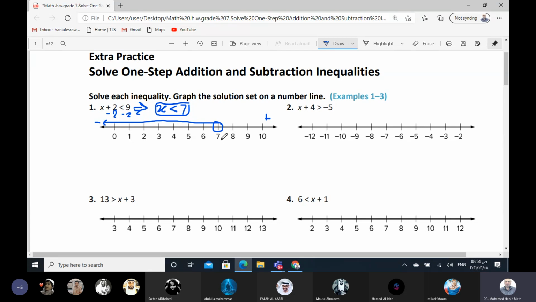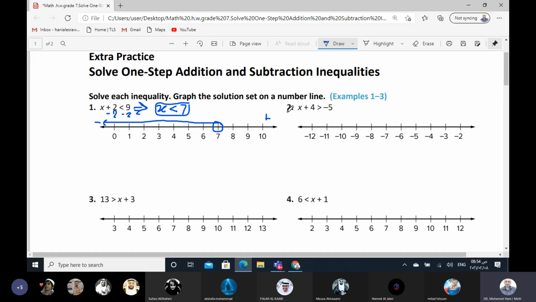So the area of the solution starts from 7, but 7 is not included because we don't have equal here. So start from 6. 6 solution, 5 solution, 2 solution, 1 solution, 0 solution, minus 1, minus 2, minus 10, to the minus infinity.